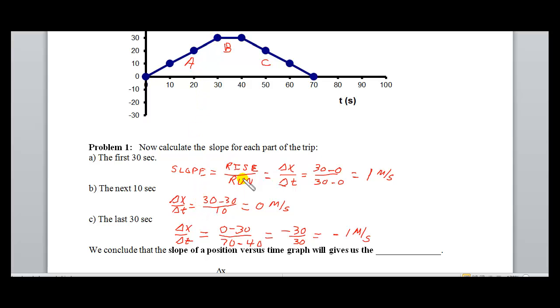Then this slope, which again is the change in position delta x over the time period. During the next 10 seconds, it was 30 meters here, but then she stayed at rest, so she's still at 30 meters from her starting point. So 30 minus 30 gives me a 0 over that 10 seconds, and so her velocity was indeed 0 meters per second. Finally, for the last part of the trip, I use this point and this point.